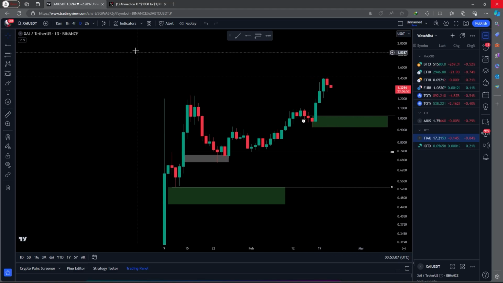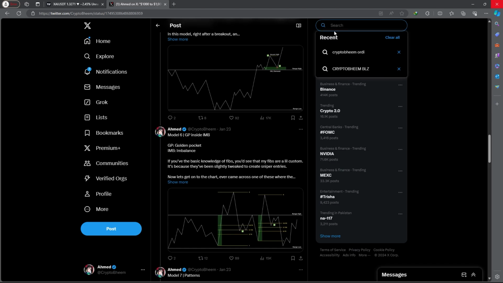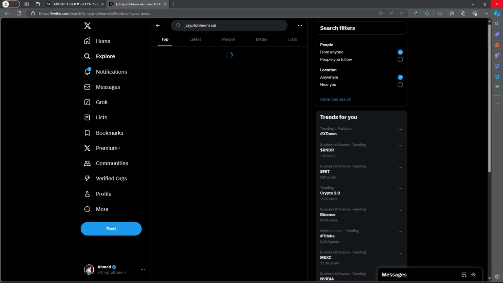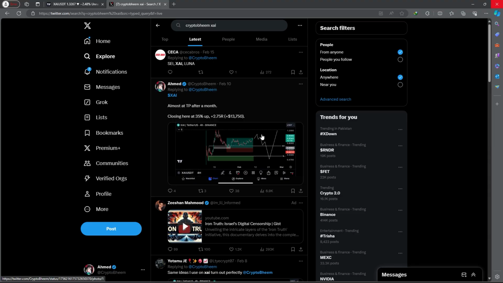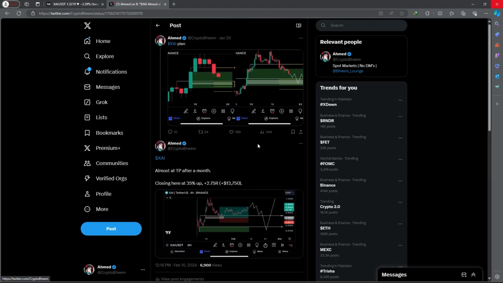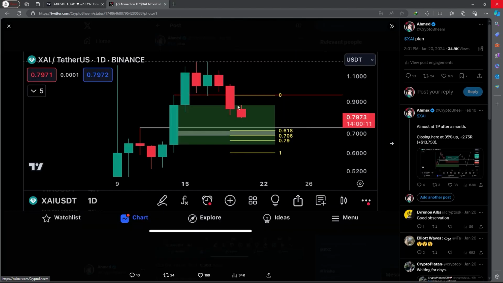Let's just ignore that. If we go to Twitter and we search for Crypto Bheem XI, okay, XI almost TP after a month, closing here at 35% off, plus $13,000. What was the XI plan? XI was inside this very big imbalance on the daily.